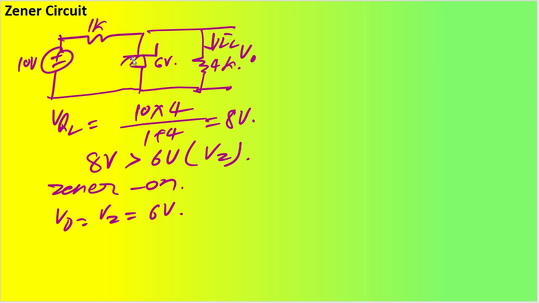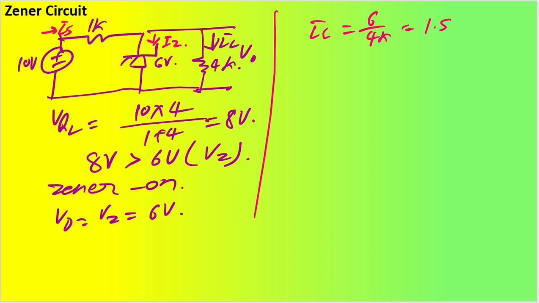Understood? And since this is 6 volt, can you tell me now what is going to be my IS, my IZ and IL, everything? So now it is very clear. My IL is going to be 6 divided by 4K, that is 1.5 milliampere. And my IS will be this 10 volt minus VZ, so 10 minus 6 divided by 1K. So that is 4 by 1, that is 4 milliampere.